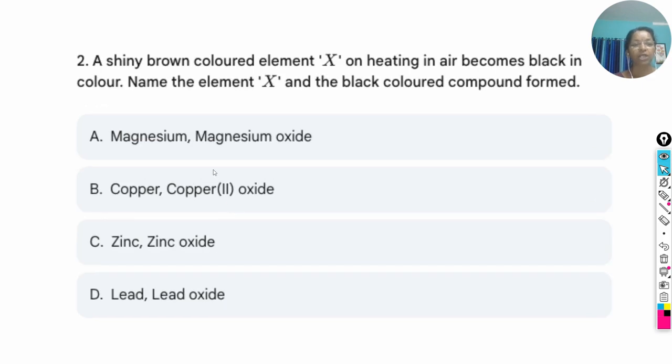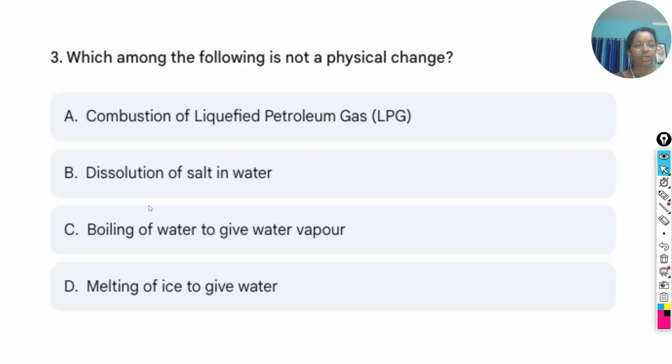Then, shiny brown colored element X. Whenever you hear the words brown colored shiny element X, it has to be copper, and it becomes black on heating. So naturally the element is copper, and we know the color of copper oxide is black. So the answer is option B.